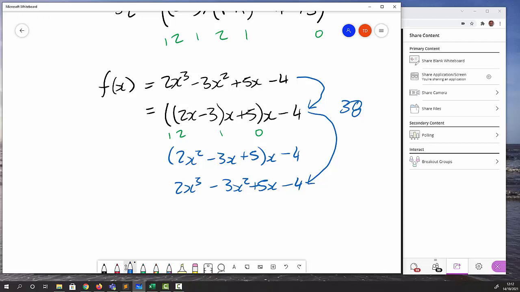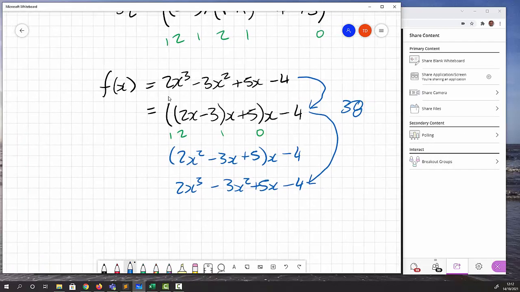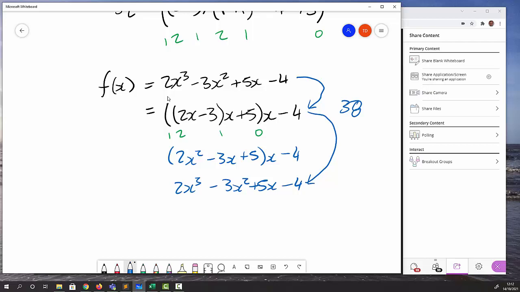And if you ask me to evaluate this expression, where's the mouse? Come on, mouse. There we go. If you ask me to evaluate this expression when x equals 3, I would struggle to do that, but evaluating this expression when x equals 3, piece of cake.